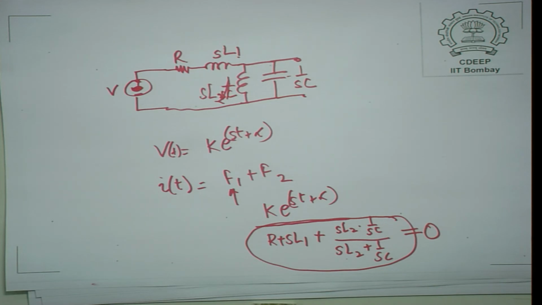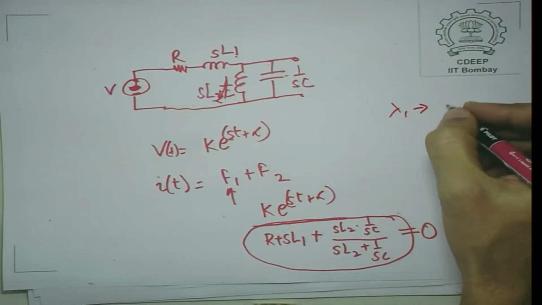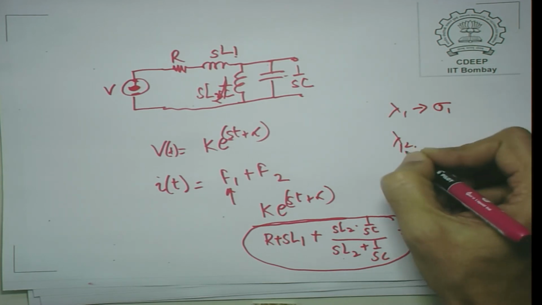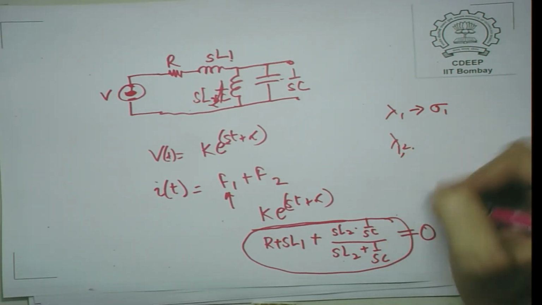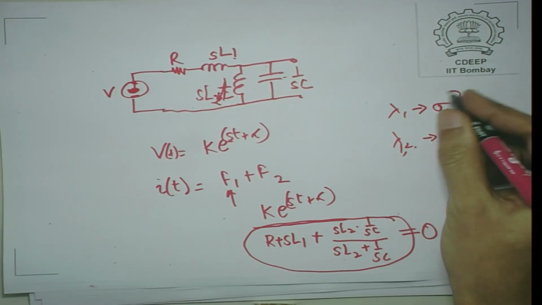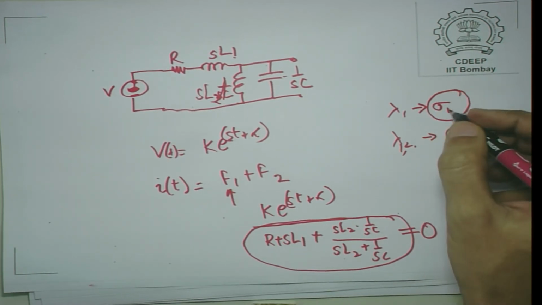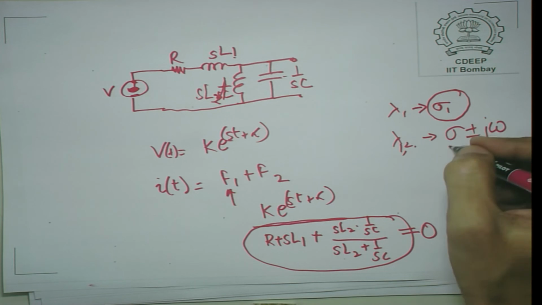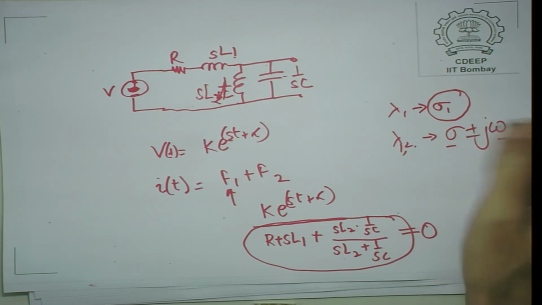In fact, without actually working it out, let me tell you, for these values of R, L1, L2 and C, we will have one negative real root, and we will also have a complex pair. So, there are three roots of this equation. This is equal to 0 and the complex roots will be sigma plus or minus j omega. This sigma 1 is a small number, whereas these omega and sigma are relatively larger numbers.